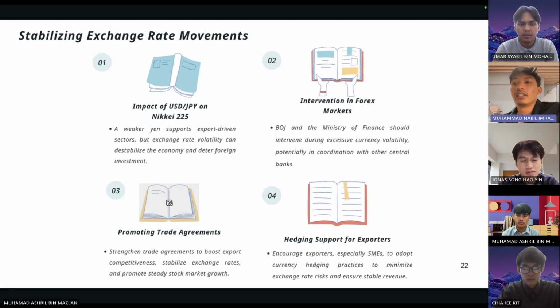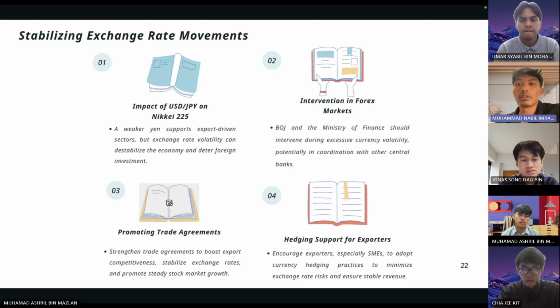The first one is intervention in the forex market. The Bank of Japan and the Ministry of Finance can take action during periods of excessive depreciation or appreciation, ensuring that currency movements do not disrupt market stability. Coordinated interventions with other central banks can also further reinforce these efforts.